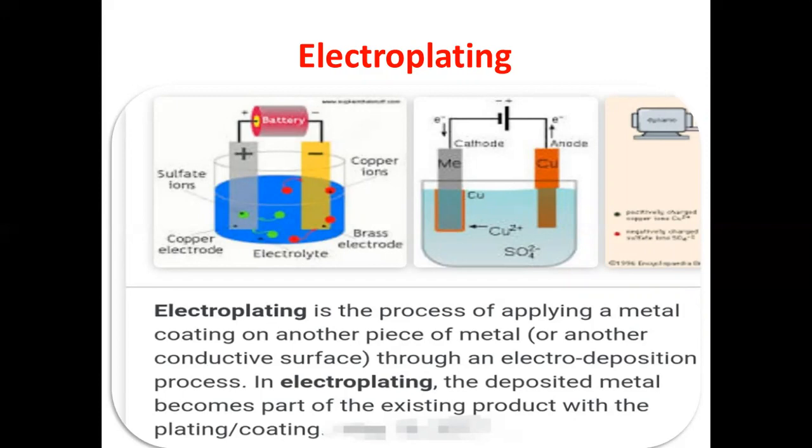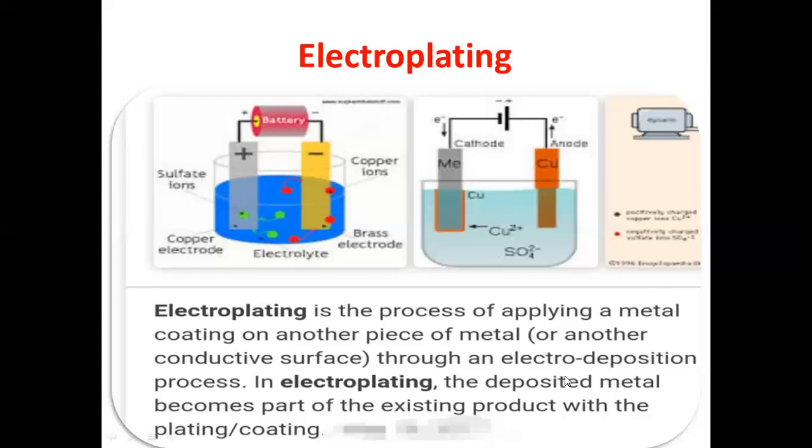So the pure metal, the metal which we want to make a layer of, we will take as an anode, and the steel or iron on which we are making the layer, we will take that electrode as a cathode. So electroplating is the process of applying a metal coating on another piece of metal or another conductive surface. Conductive surface definitely means a metal, because metals are good conductors of electricity and heat.